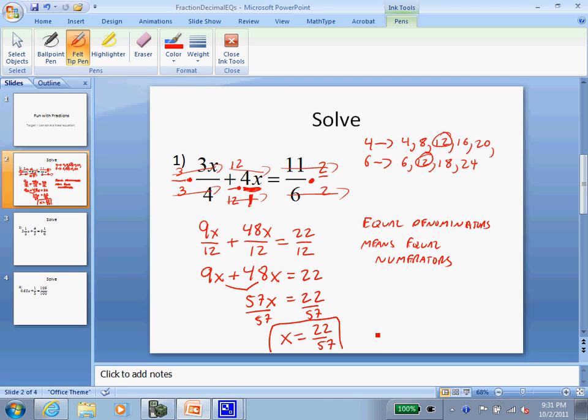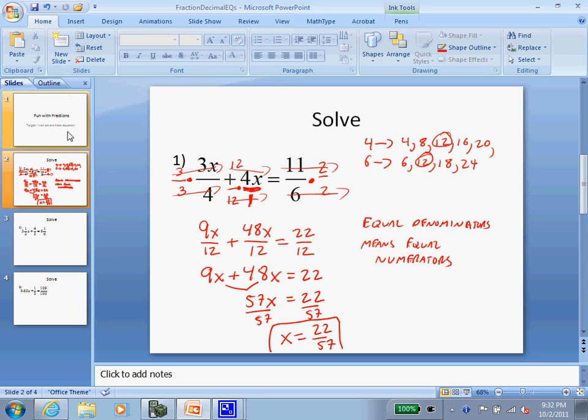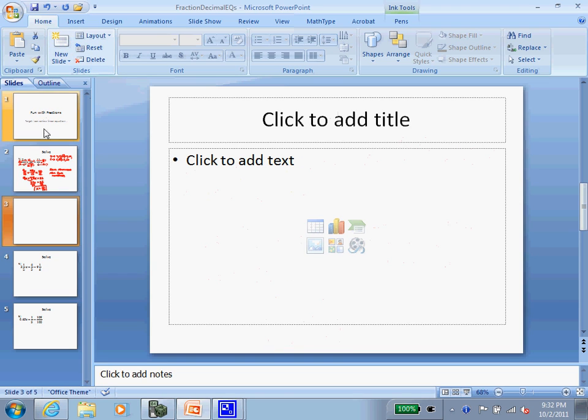Now, the other way you could do this, you could use your calculator. So if you're kind of confused with the common denominators and fractions, put me on pause right now. Go get your calculator, and we'll kind of show you how you could work through it on that.